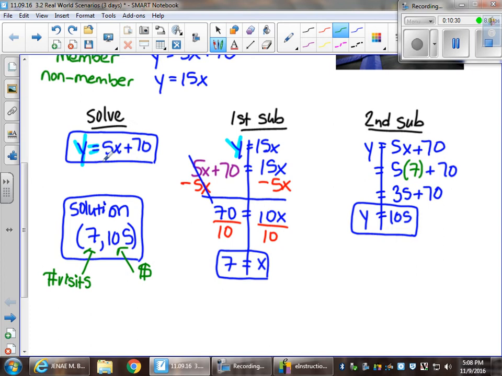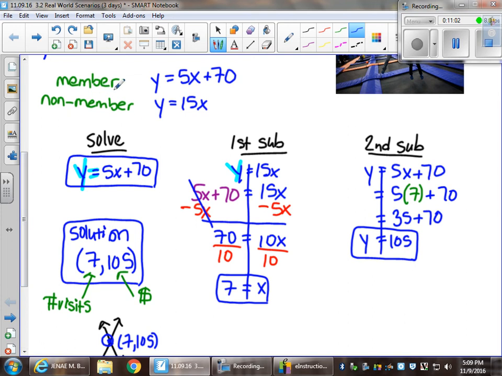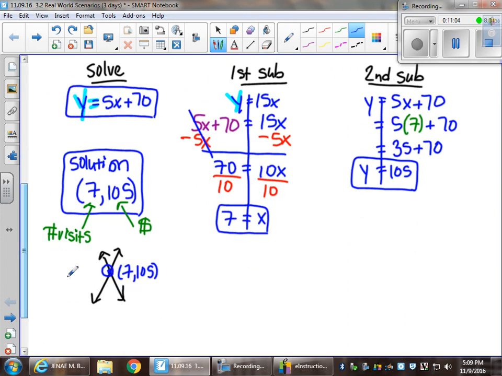Also recall, where is this point? If I were to graph these two lines, this ordered pair is the solution. It's where the two lines intersect. If it's where they intersect, it's where they are the same. Each of these lines, though, represents something in the real world. One of these lines is being a member. One is being a non-member. And I just realized I should have drawn two increasing lines. Not that it's a big deal, but I want to fix it.